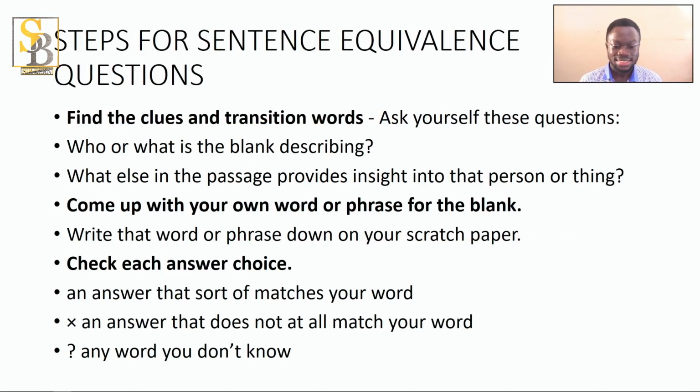So like I said, just like text completion, sentence equivalence works the same way. You find clue and transition words. You ask yourself who or what the blank is describing. What else gives insight into that person or thing? You come up with your own word. Don't look at the answers, come up with your own word. Then after you have done that, you compare the answer you have come up with to the multiple choice answers they give you: correct, wrong, question mark, like we did in the text completion. If you are lost, it means that you didn't watch the text completion video. Go back and watch it.